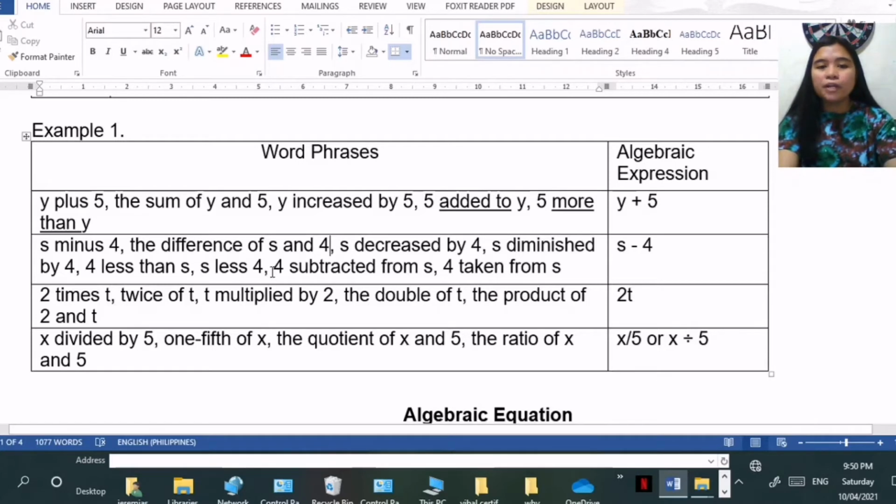Okay po? Or, 4 subtracted from s. Kaya po, kasi ang sabi dyan, subtracted from. Ibabawas mo daw si 4 kay s. Kaya, naging s minus 4. Although, naunang banggitin ang 4 dito.